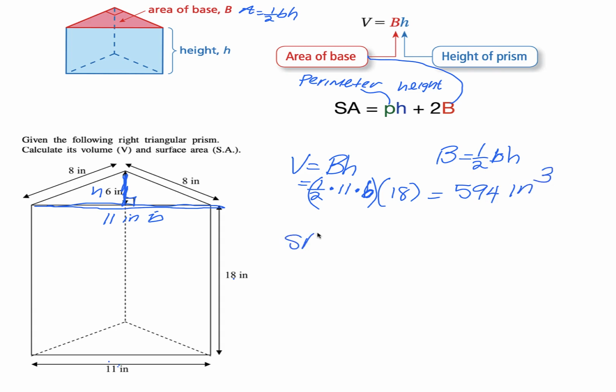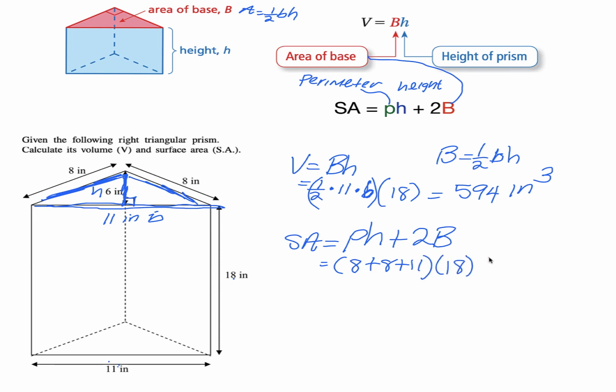Now suppose we want to find surface area. That is the perimeter of the base times the height of the prism plus 2 times the area of the base. Again, the perimeter means we have to add all the sides, so we're adding 8, 8, and 11. So 8 plus 8 plus 11. The height of your prism is 18, plus 2. And we have to find the area of the base, which is half multiplied by your base, multiplied by your height.